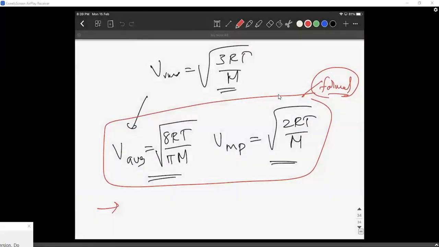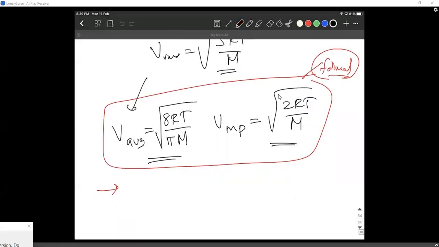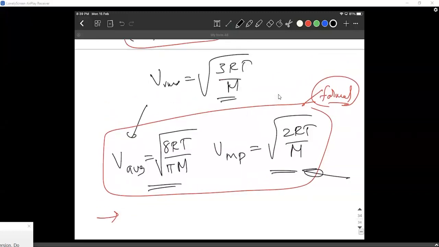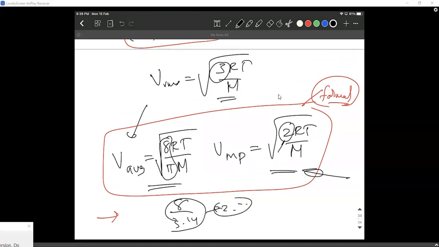Just for the problem's sake, whenever they give you a problem and ask you about RMS, V average, and most probable velocity, just remember these. They're really close values. You see that 3 and this value is 2, and this is also nearly 2, I guess. 8 by 3.14 comes around 2 point something, right? So just the formulas you need to remember, that's all.